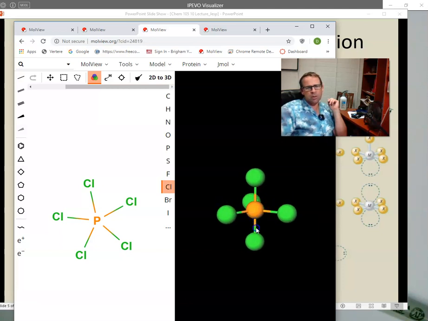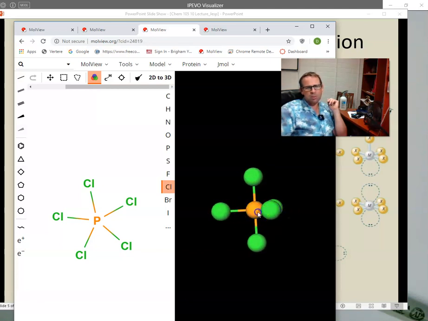And the equatorial atoms have different relationships with their neighbors. This equatorial atom, for example, has 2 atoms in the axial positions that are 90 degrees away from it, but 2 others that are 120 degrees away from it. All right? So again, central atom, 5 regions of electron density, we get this shape.